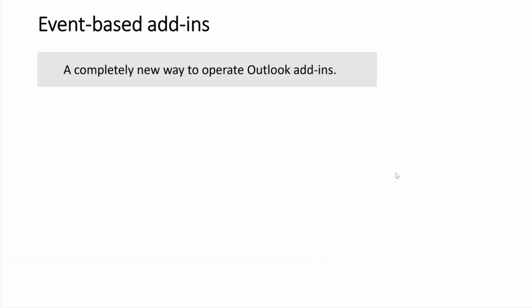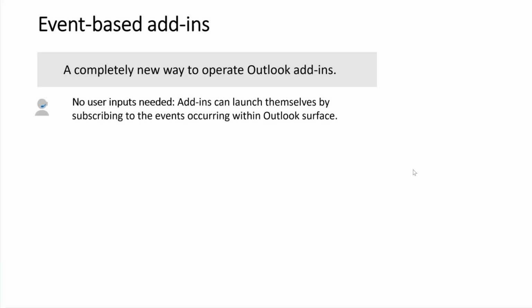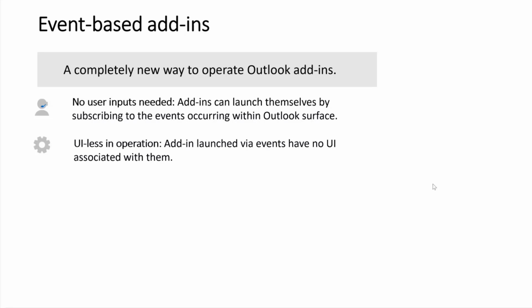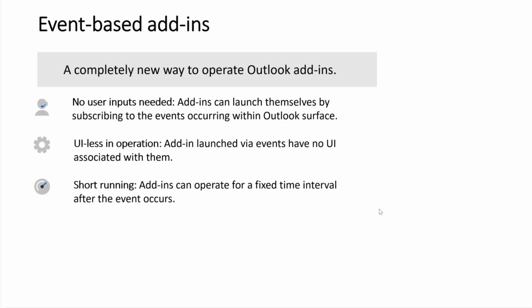So basically, event-based add-ins are a completely new way to interact with Outlook add-ins. They require no user inputs to be activated. Your add-in will activate when certain events happen. They are UI-less in operation, so the add-in is launched via event. They are short running. They're supposed to be short running. This is an intent that the feature has. We don't want to have an add-in running permanently in the background as we used to have with VSTO, because that to some degree degrades the experience a little bit in Outlook. So the idea here is that the event happens, and you perform some action, and then the add-in can shut down.